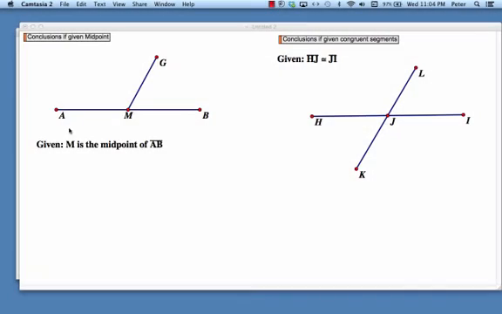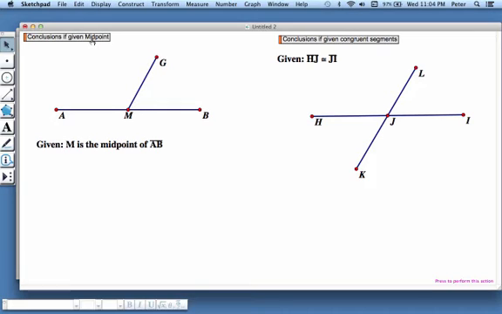Let's take an example. Suppose you were given M is the midpoint of AB. What conclusions could you draw by looking at this picture on the left? Think about it for a minute by pausing the video. Okay, the conclusions you could come to, given that M is the midpoint, would be that AM is congruent to MB. Or perhaps you could say GM bisects AB. Or M bisects AB.